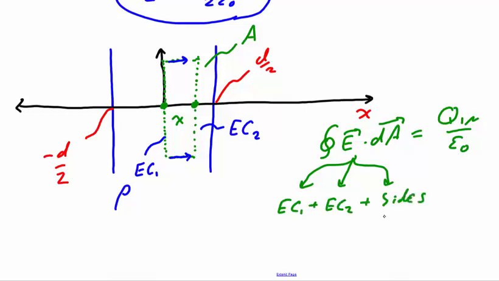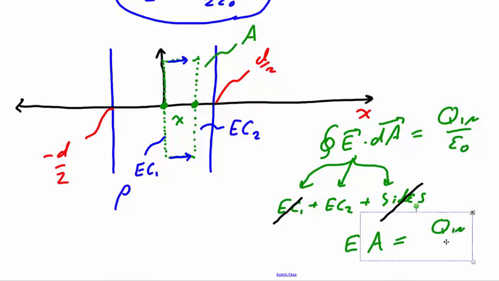Because the electric field does not pierce the sides, this term will drop away. Because the electric field is 0 at the midpoint, this term will drop away. And so our only contribution on the left-hand side of Gauss' law is the electric field at the place we're trying to find it times the area of that end of the Gaussian surface. And this will be equal to the charge inside our Gaussian surface divided by epsilon naught.